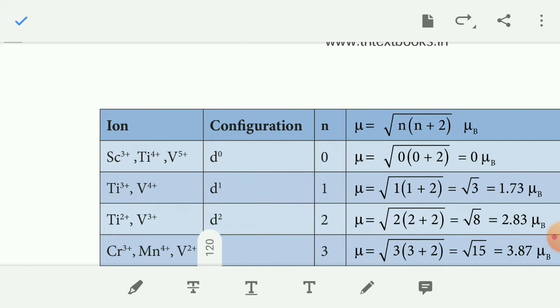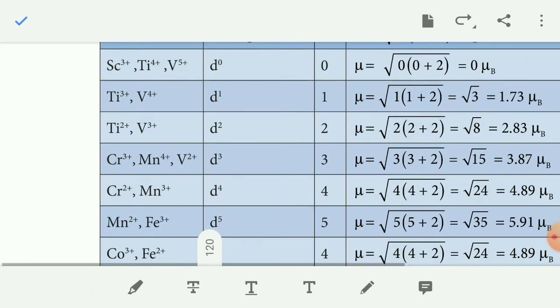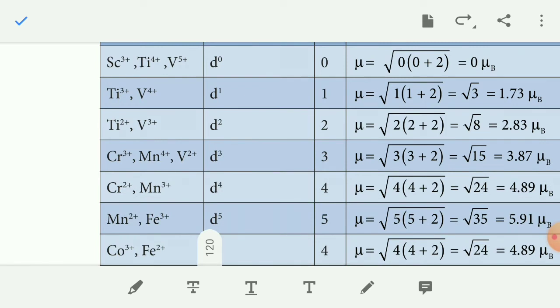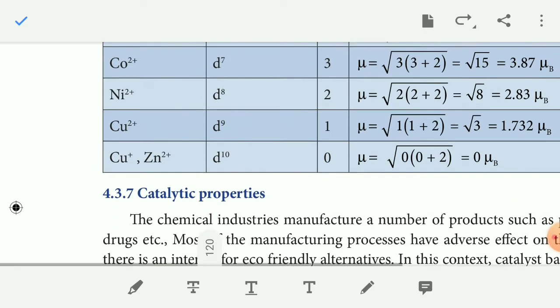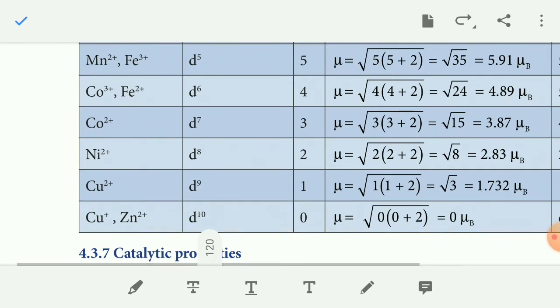Then next, another example: titanium 2 plus. Titanium 2 plus means 3d2, so here there are 2 unpaired electrons. So root of 2 into 2 plus 2, that is 2 into 4, which is 8, and the root of 8 equals 2.83. Okay, so these are some examples of how to calculate the magnetic property of transition metals.